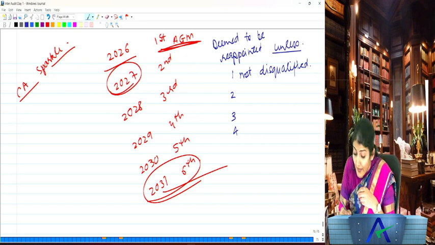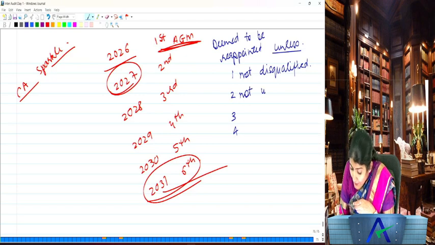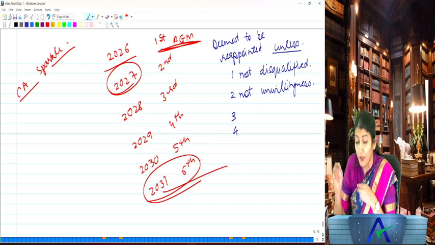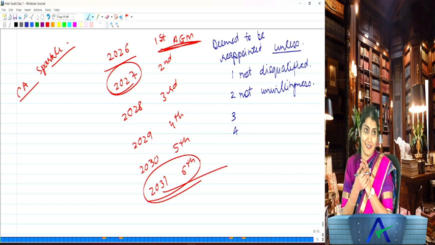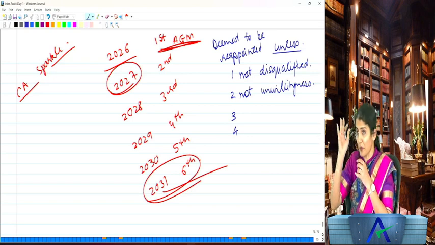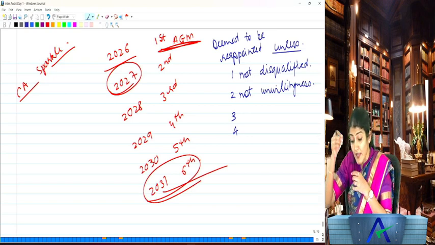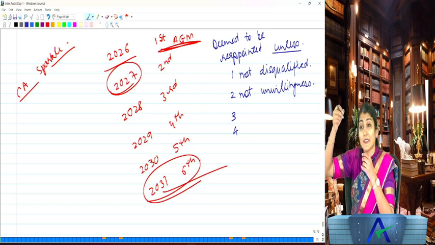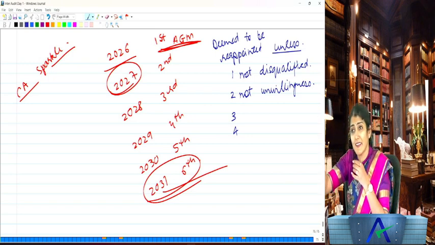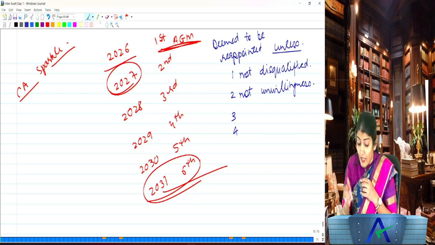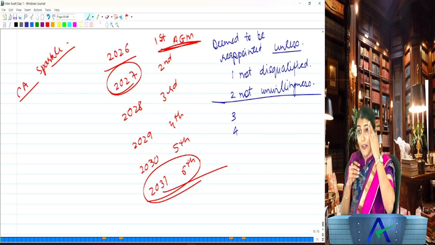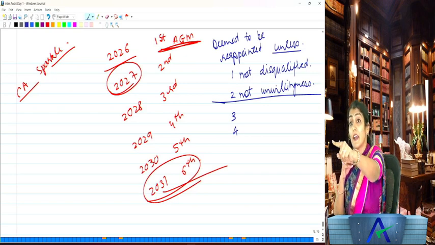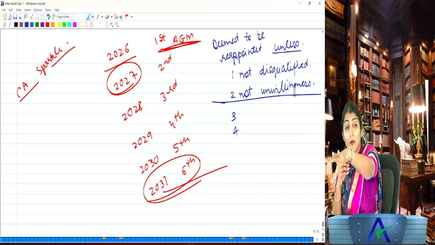So what he did, he expressed his unwillingness in writing to be appointed as an auditor of the company. Right, so deemed to be reappointed unless he is disqualified or he has expressed his unwillingness in writing. Expressing unwillingness in writing means he has resigned. Now these 2 actions are taken by the auditor: he is disqualified or he has resigned. The next 2 actions are to be taken by you people, that is, the shareholders over there.